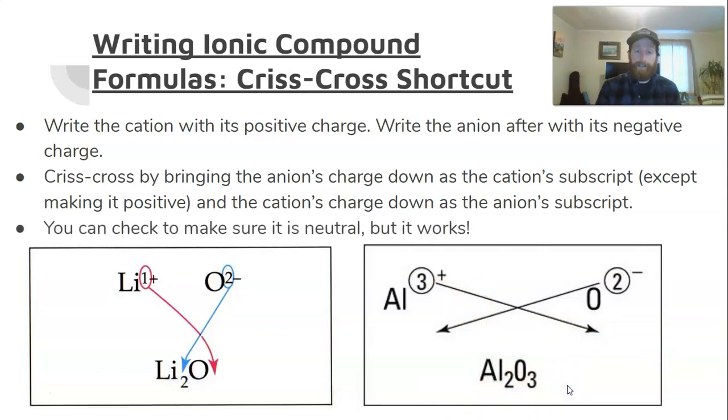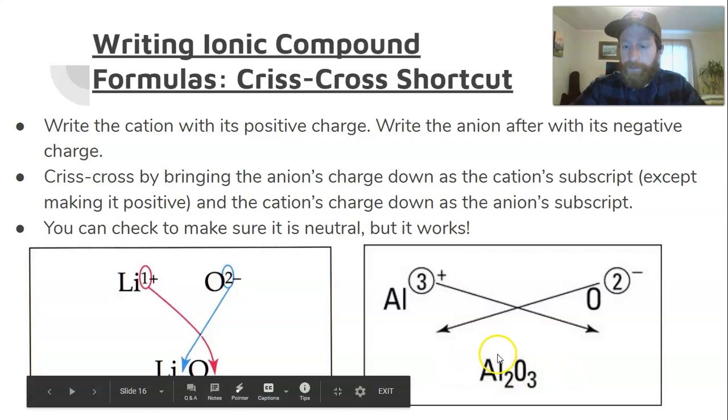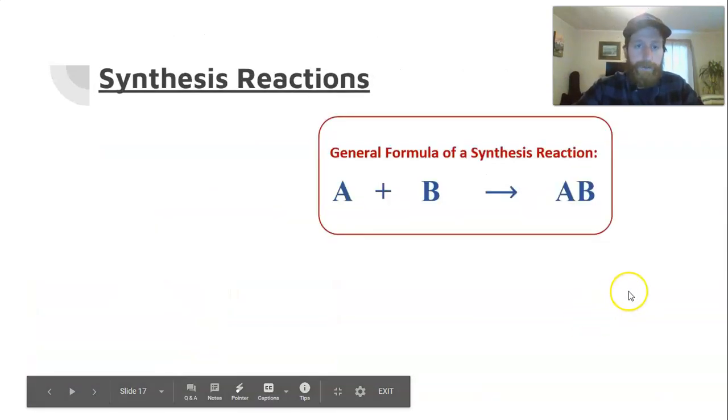You can check to make sure this works by writing them out as individual cations in a list and anions in a list, and then adding up the total charge on each side. But it does work. Works all the time. So that's one easier way to do it.